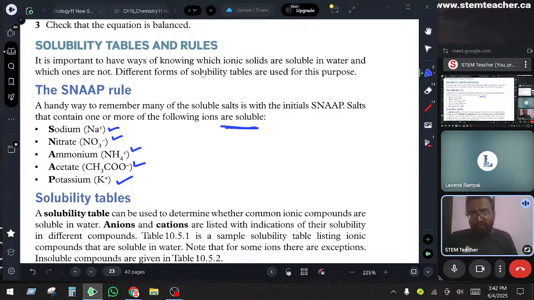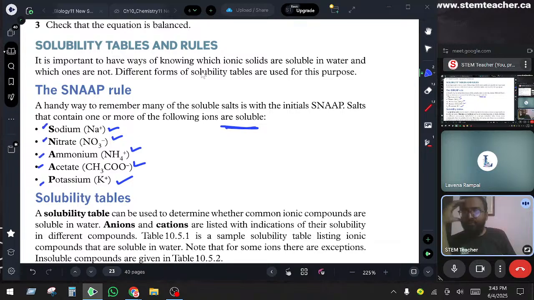Salts that contain one or more of the following ions are soluble: Na+, NO3-, NH4+, CH3COO-, and potassium. This is the SNAP rule.